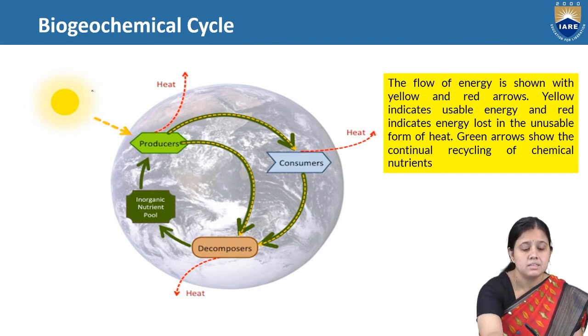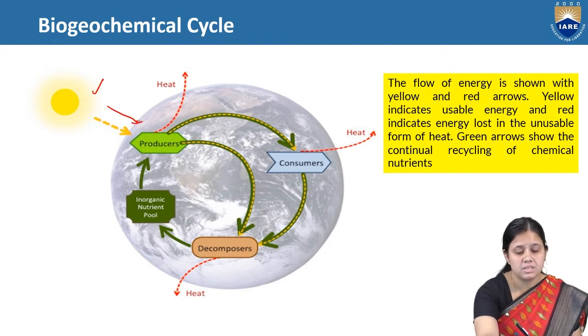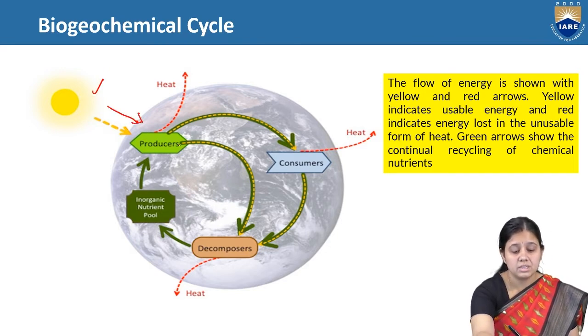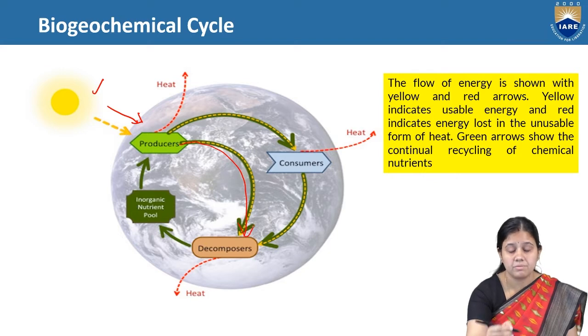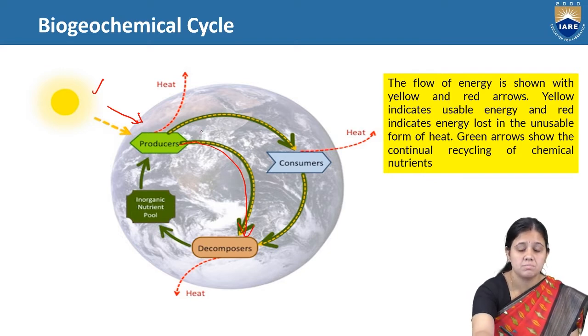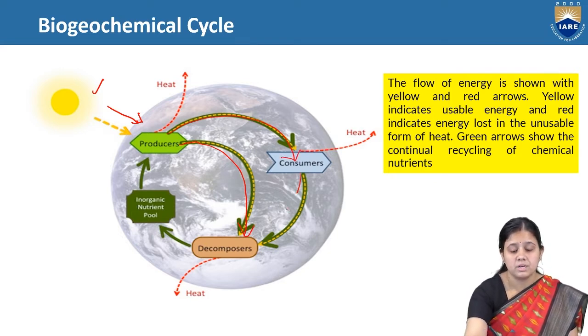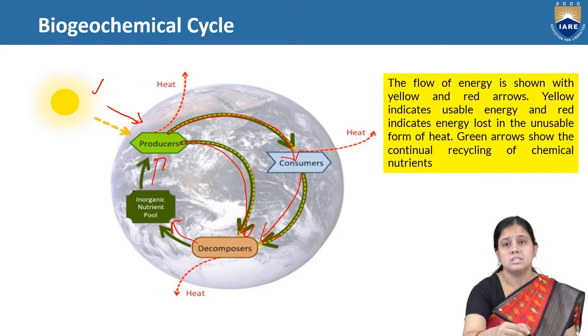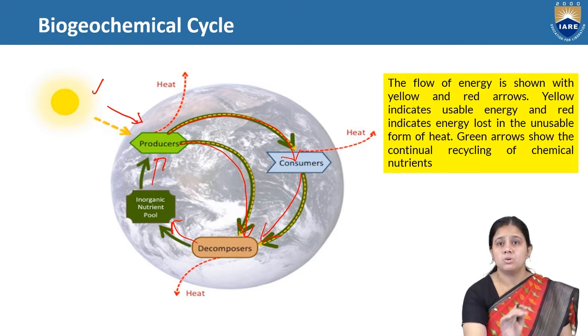And this is the sun. They are using energy from the sun, and they use this energy for their functions, from producer to consumer to decomposer, and then again the inorganic nutrient pool comes to the producer. This is the main theme of this picture. So from this picture you can understand the biogeochemical cycle.